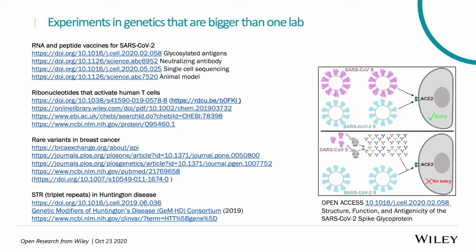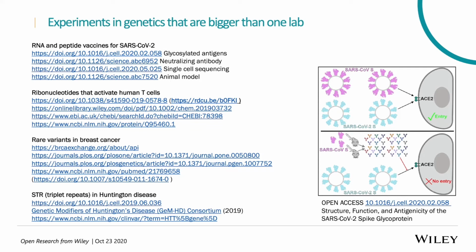So neutralizing antibodies here blocking the virus entry to the cell, the single cell sequencing of B cells that produce those antibodies in people who've recovered from COVID, and a hamster model to test immunization against this particular antigen for clinical trial proof of principle.